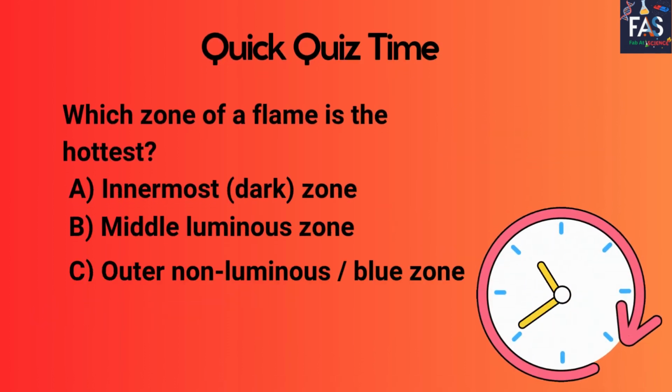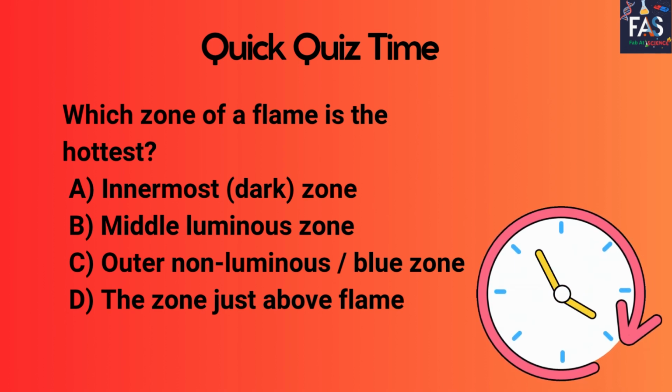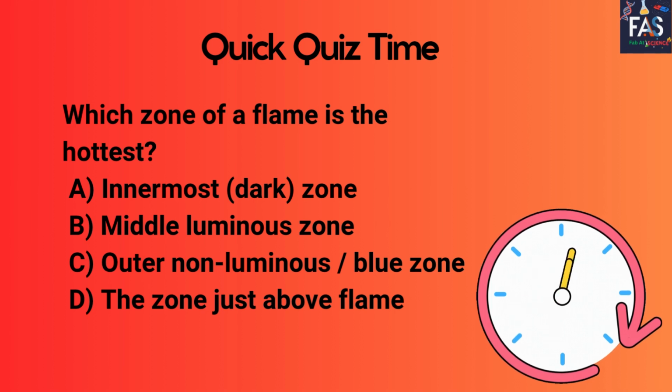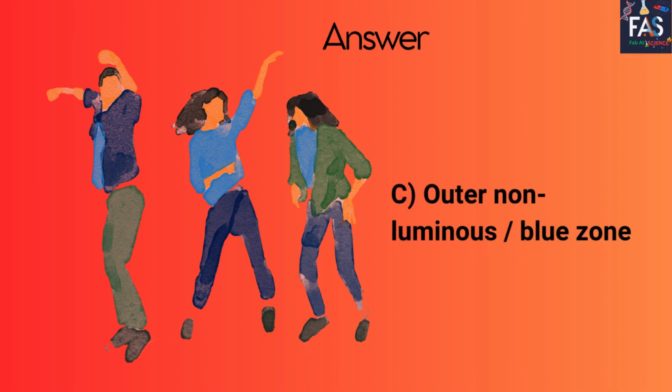Quiz time again. Which zone of a flame is the hottest? A. Innermost dark zone. B. Middle luminous zone. C. Outer non-luminous or the blue zone. D. The zone just above flame. Answer. Option C. The outer non-luminous blue zone is the hottest because combustion there is more complete with good oxygen supply.